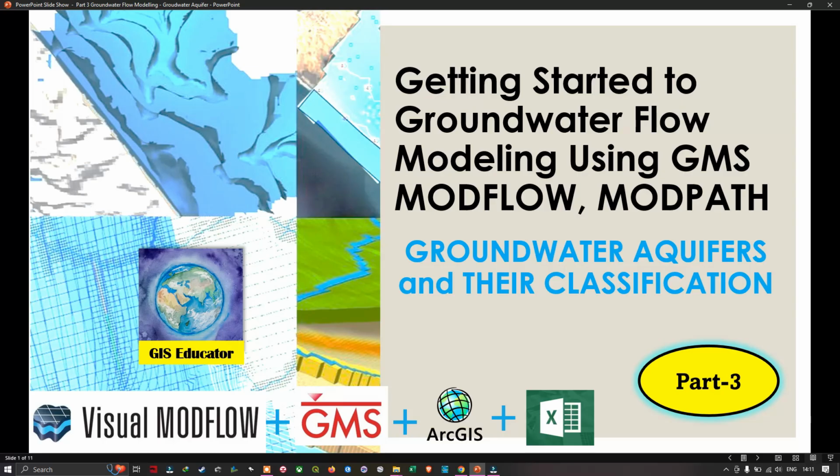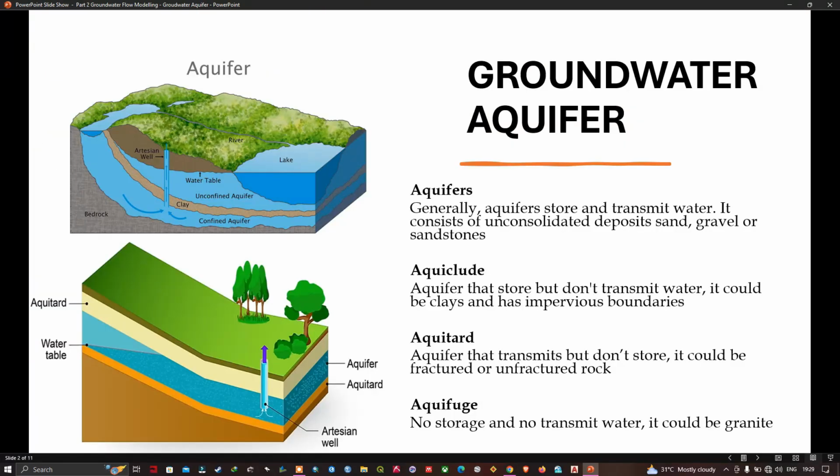So in the second part of this course, the concept of groundwater flow modeling using MODFLOW and GMS. During this section we're going to discuss one of the most important definitions in groundwater, that is groundwater aquifers. Groundwater aquifers are where the groundwater is stored or transmitted. The relation between aquifers makes us understand how the groundwater flows in our world. Actually, we can classify the groundwater aquifers into four main types.